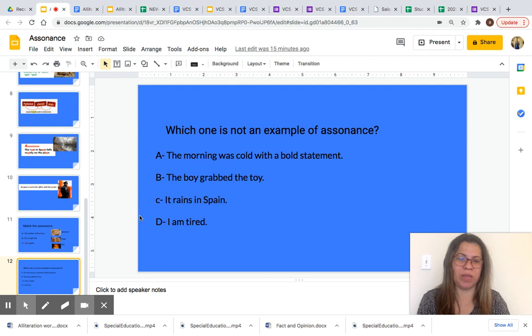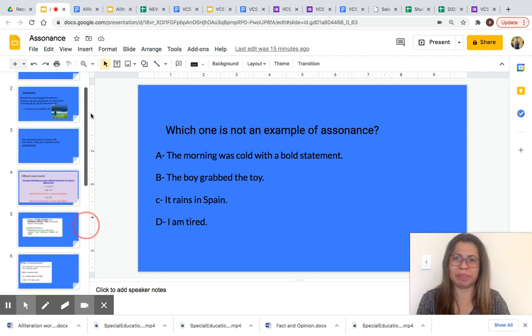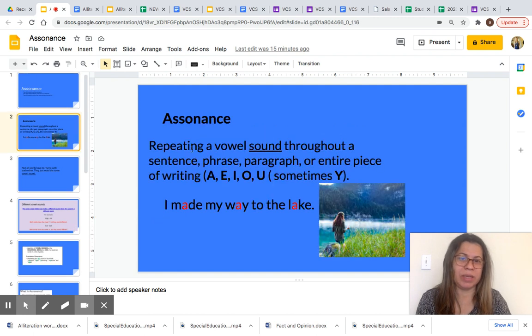Remember, today we learned about assonance. Assonance is the repetition of a vowel sound throughout a sentence, phrase, paragraph, or entire piece of writing.